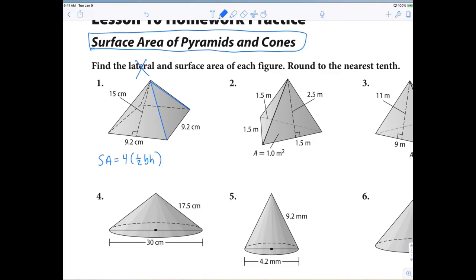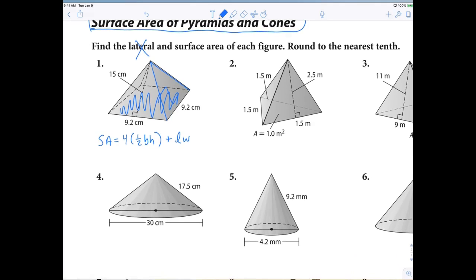Now, the other shape is the square down here. And so plus, we can just say the length times the width, or you can say side squared because it's a square. So now let's fill this out so I can show you how easy. Surface area is equal to 4 times 1/2. What's the base of the triangle? 9.2. What's the height of the triangle? 15. Plus, what's the length and width of the square?